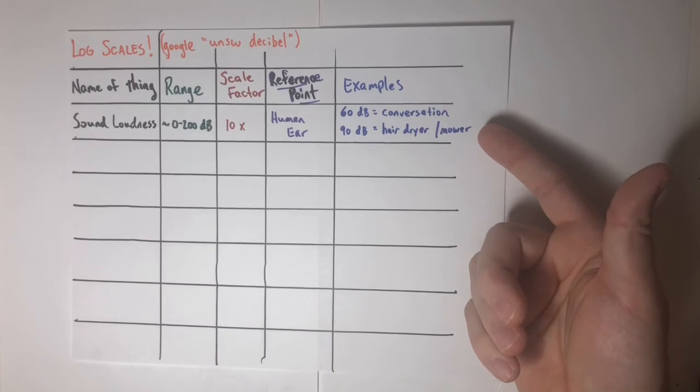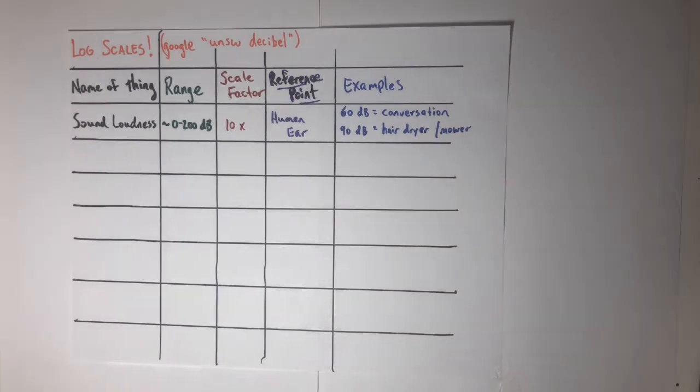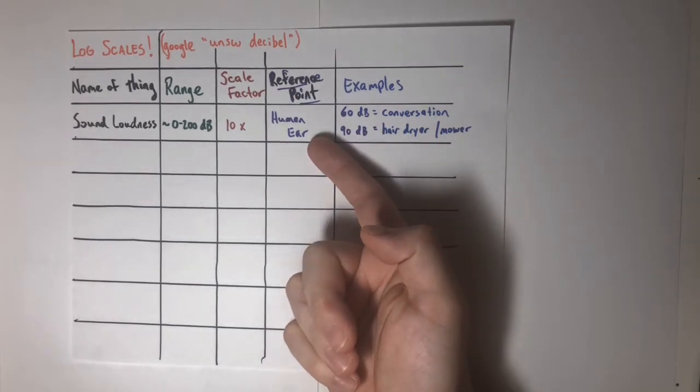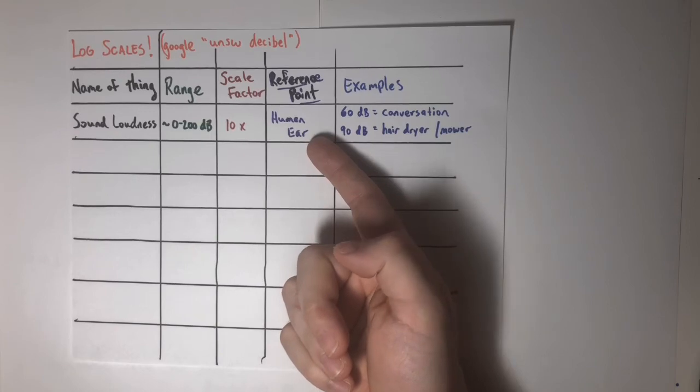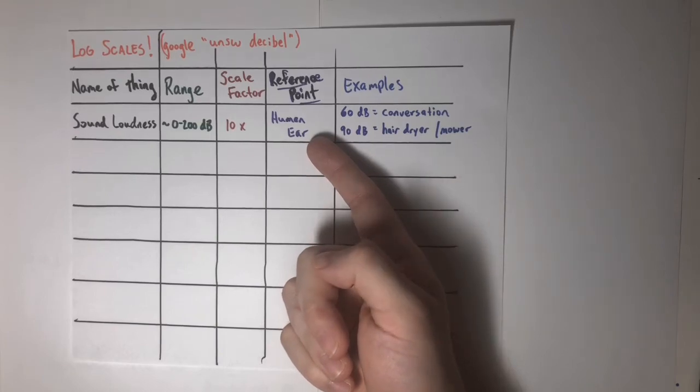Construction equipment, jackhammers and drills and things like this are in the 130, 140, 150 decibel range, and they're extremely dangerous to the human ear. 190 decibels would be enough to basically kill your ears. On the other hand, the reference point for the decibel scale is basically the quietest thing that the average human can hear. That's what we define to be 0 decibels.